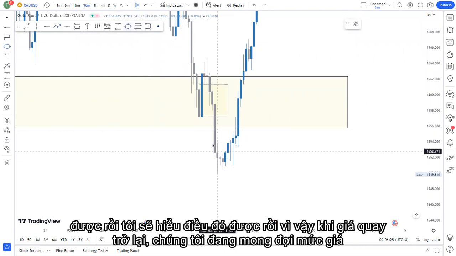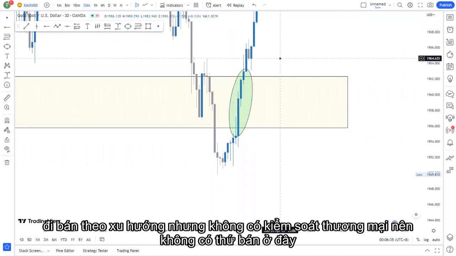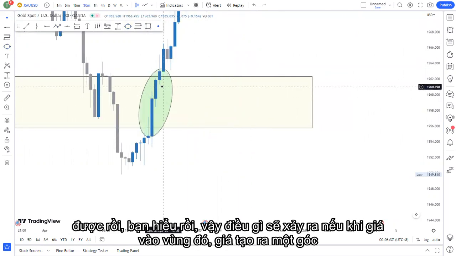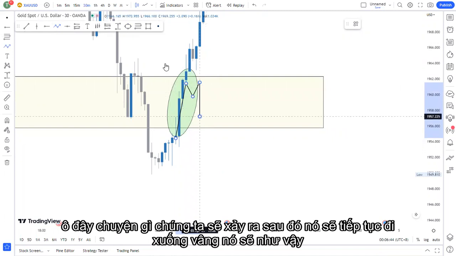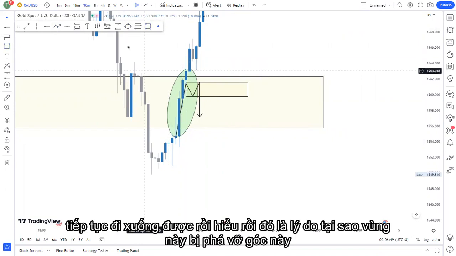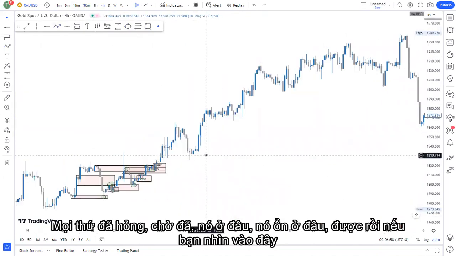Okay. So when the price pulls back, we are expecting the price to go for a sell trend, but there is no trade control, so there is no sell here. So you understand? If when the price gets into the zone, the price creates an engulfing sell here, what is going to happen after that? It will continue downwards. So that's the reason why this zone was broken. This engulfing fail was broken.